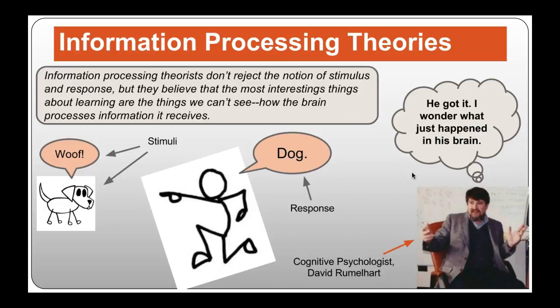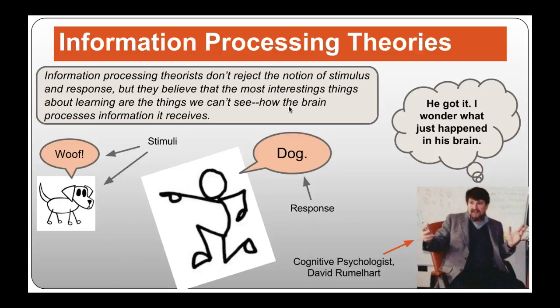Okay? All right, information processing theorists don't reject the notion of stimulus and response, right? They still think, well, yeah, there are stimuli out there in the world, and people respond to them. However, what they think is most interesting, and I can see I have a little typo there, sorry. This does not correspond to the standard. Sorry about that. But information processing theorists believe that the most interesting things about learning are the things that you can't observe. They're the things that happen behind the eyeballs.